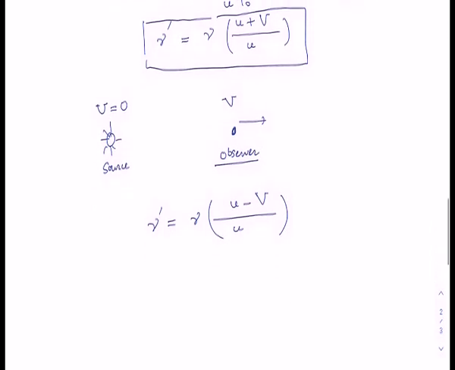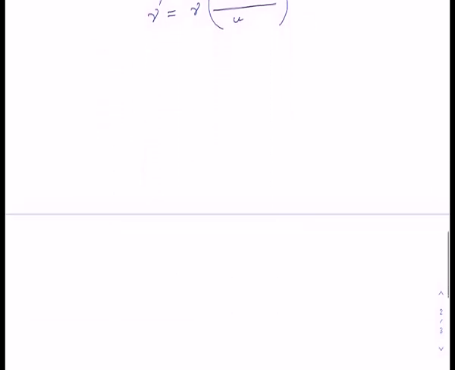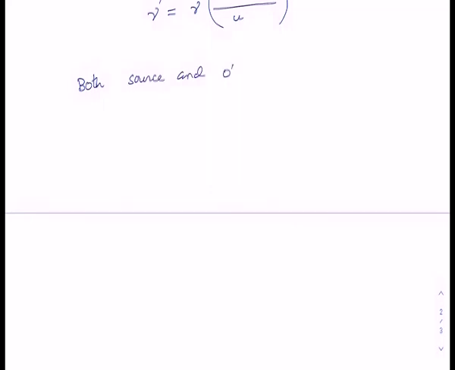So in this way, now I can work out another formula, say where both source and observer are moving.